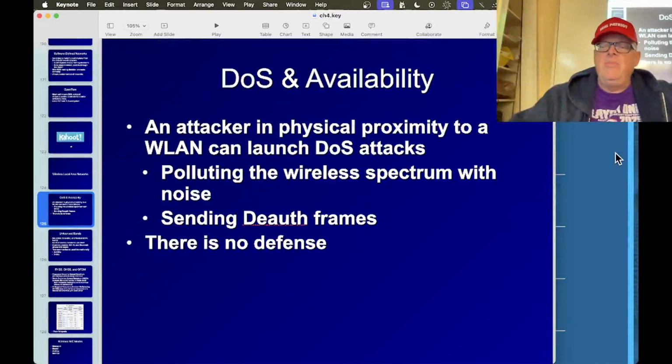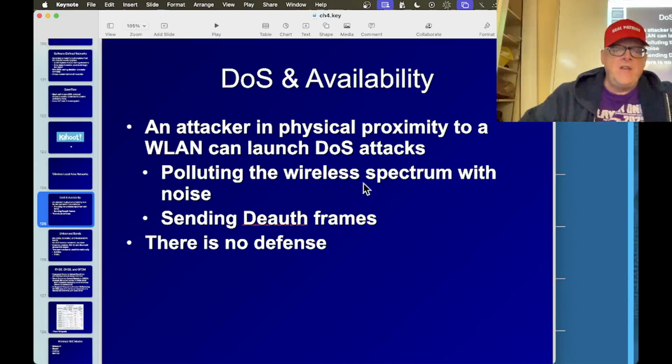One very common problem with wireless networks is denial of service. This happens all the time, often just from accidental interference with other wireless signals or motors and such. You can also launch an attack by sending deauth frames, which will disconnect everybody, and there is currently no known defense against this.